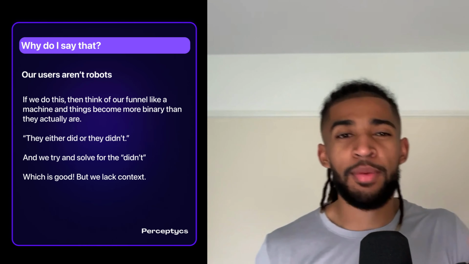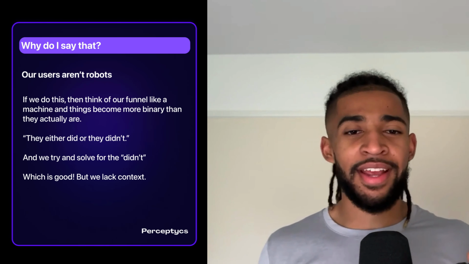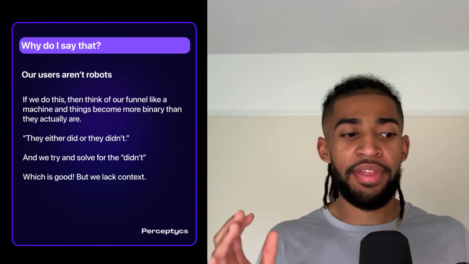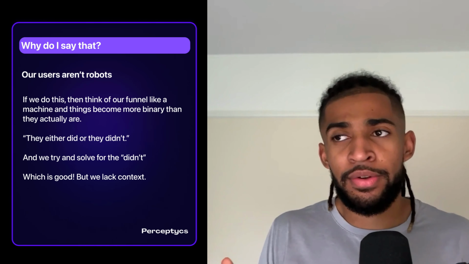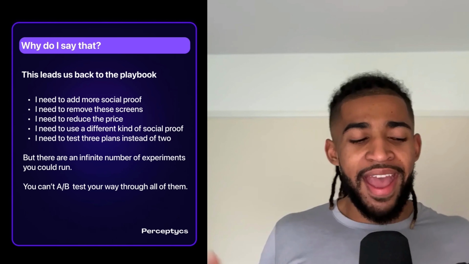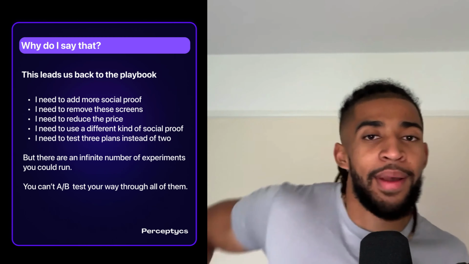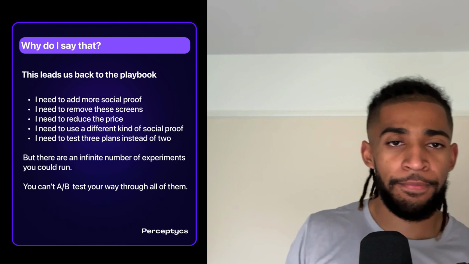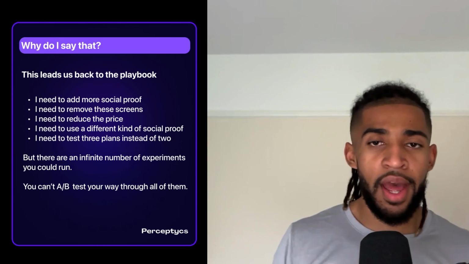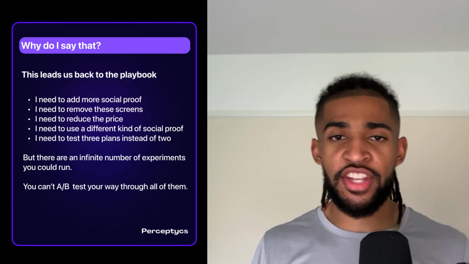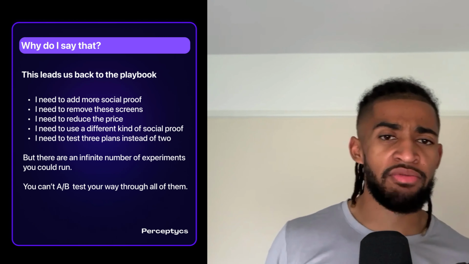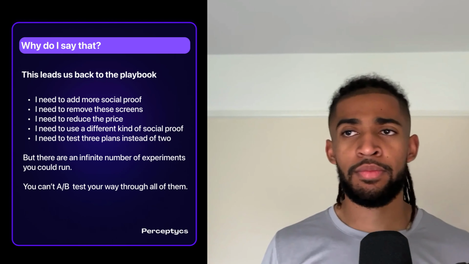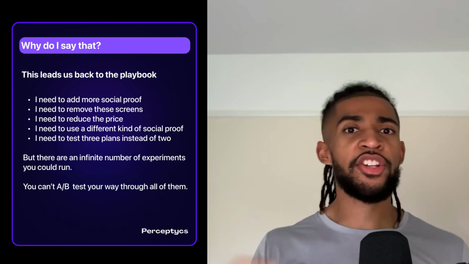But there is one core problem with this. We lack context. Right? We have no idea why any of this is happening. We just know that something isn't working the way we want it to, and now we're going to brainstorm. And what happens is oftentimes we put our hand in our pocket and we pull something out of the playbook. I need to add more social proof. I need to remove this screen. I need to reduce the price. I need to change the type of social proof I'm using. I need to test 3 plans instead of 2. I need to test weekly, monthly, quarterly instead of annual, quarterly, monthly. I need to change the order of my plans.